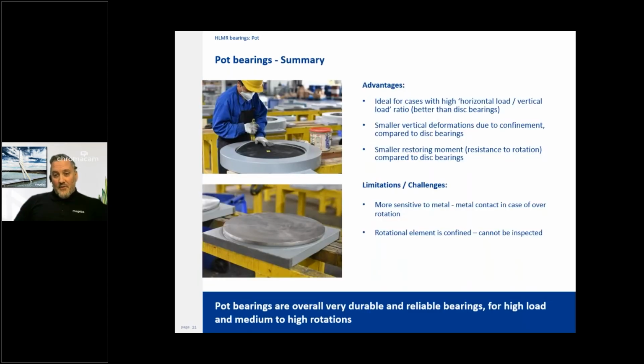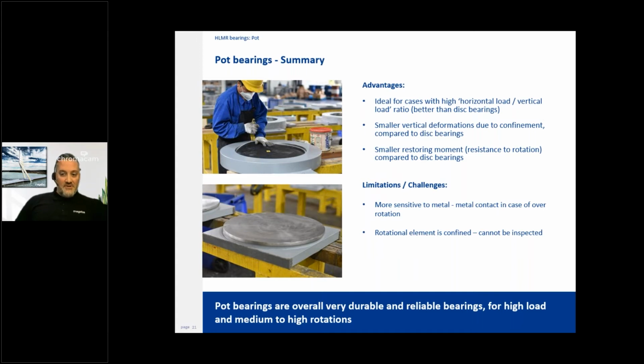In terms of the overview of them, pot bearings are ideal for cases with a horizontal to vertical load ratio that's favorable, not too high on the horizontal load, for example. Of course, because this elastomer is confined, you have smaller vertical deformations. Sometimes that's important, sometimes it isn't, it all depends. There's a small restoring moment. Like I said, the elastomer basically acts in a sort of liquefaction state, so there's really not a lot of resistance to rotation here.